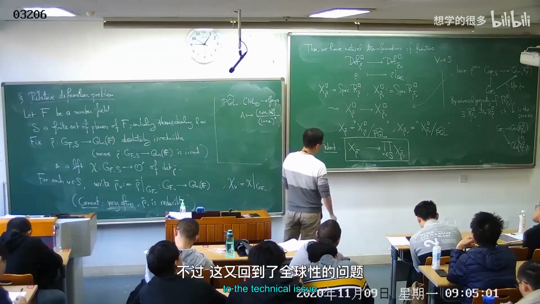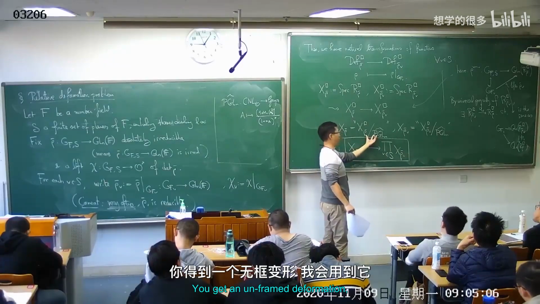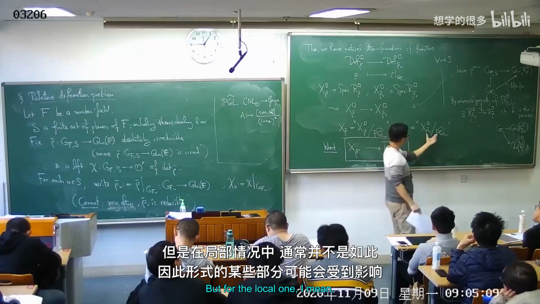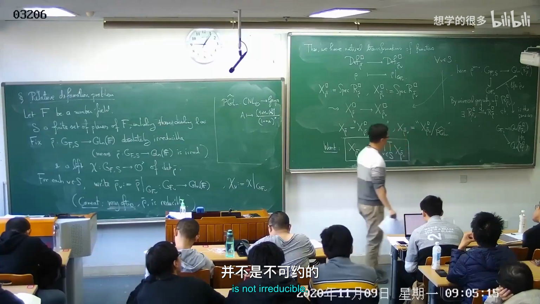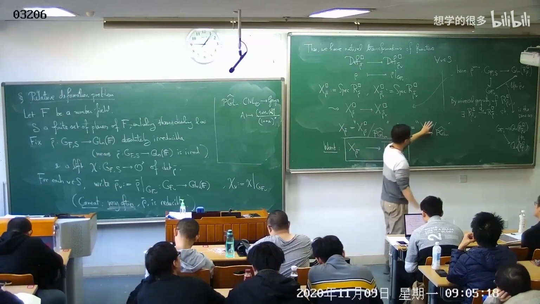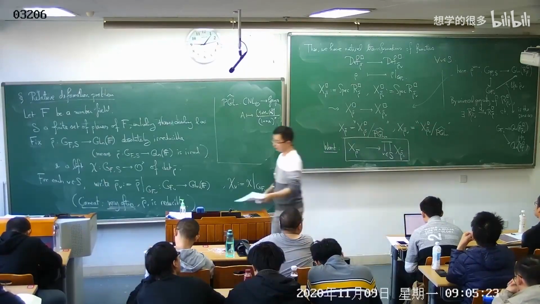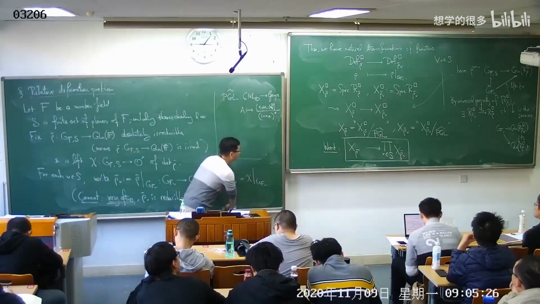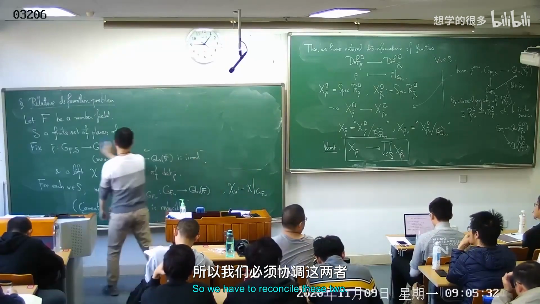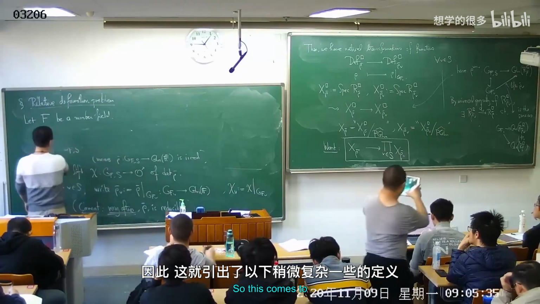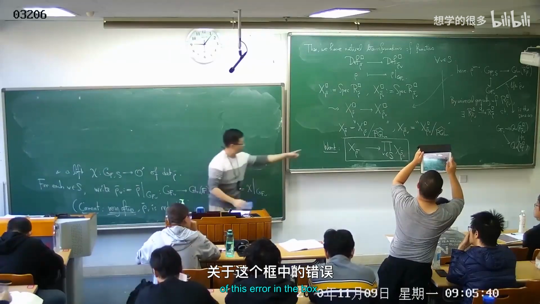However, this comes back to the technical issue that for the global one, this quotient is nice. You get the unframed deformation, which I'm going to use. But for the local one, it's often the case that this rho bar V is not irreducible. Therefore, this framed deformation doesn't exist. Oh, excuse me. The framed deformation exists. This quotient doesn't exist. So you can't quite work with that. That's why the quotation mark is there. So we have to reconcile these two. This comes to the following slightly more complicated definition to make sense of this arrow in the box.